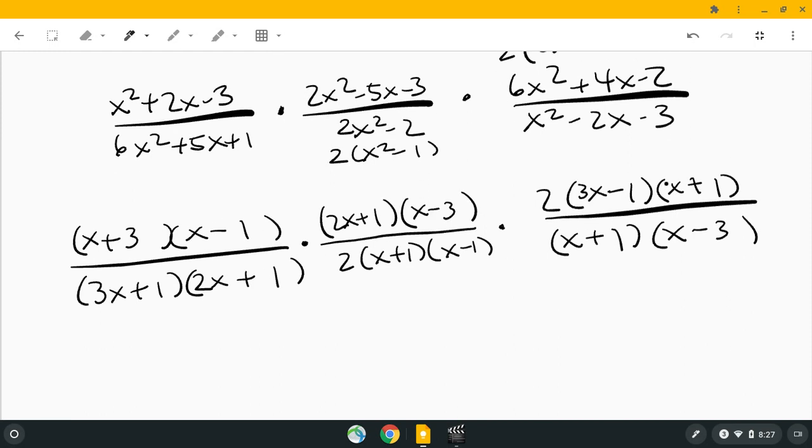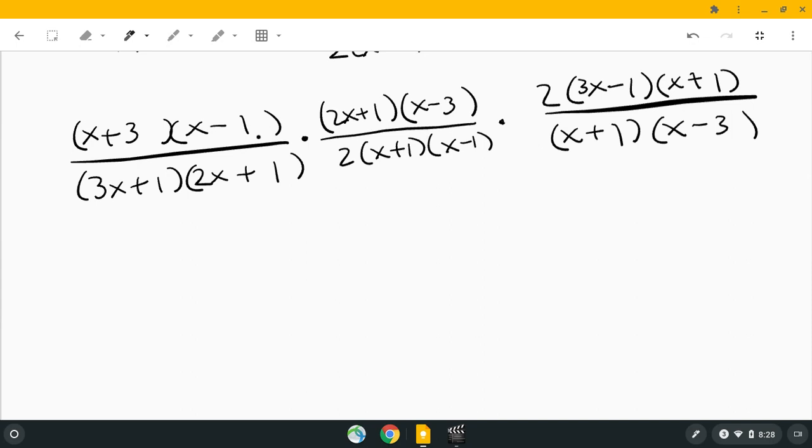Okay, now once you have everything factored, again, it becomes one huge simplified problem. So you can cancel a factor in the numerator with a factor in the denominator. Okay, so let's get started. Are there any x plus 3's down below? No. X minus 1's? Yes, I see one down here. Remember, something from it has to be a numerator and a denominator. Okay. All right. Are there any 2x plus 1's? Yes. Any x minus 3's in the denominator? Yes. Okay. 2? Yes. Okay. 3x minus 1? No. So that's going to stay. X plus 1? Yes. Okay. Or you could have used this one too.